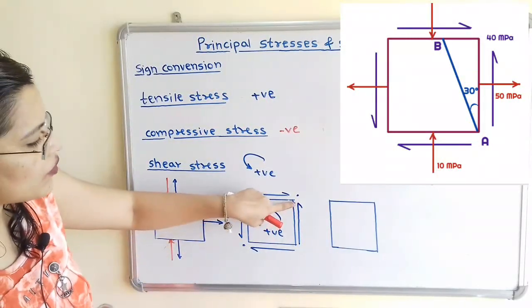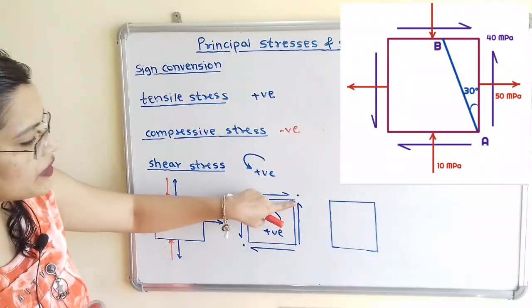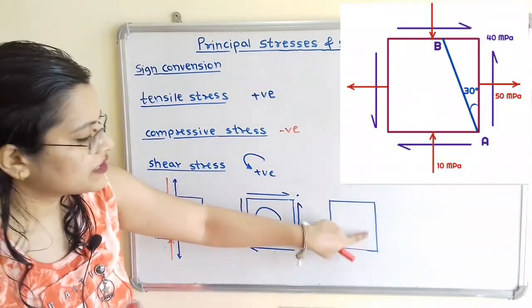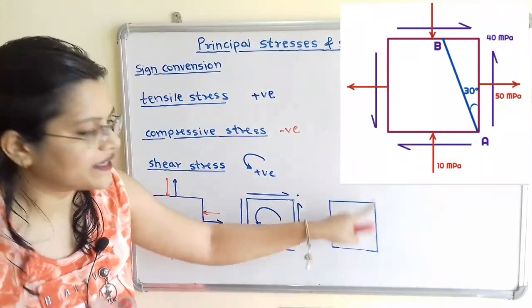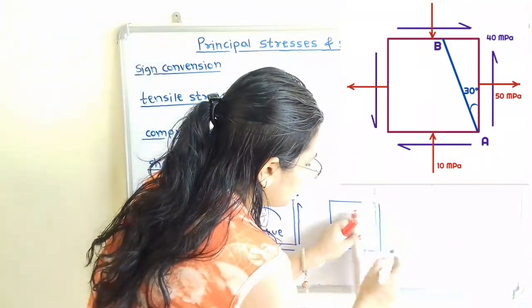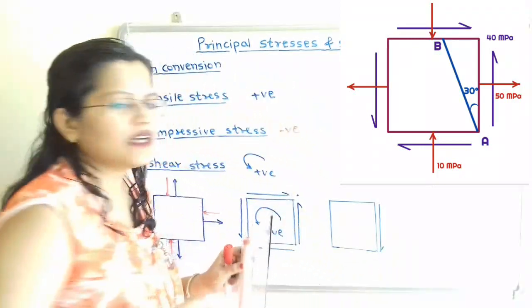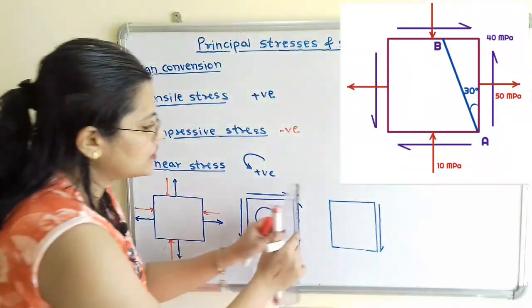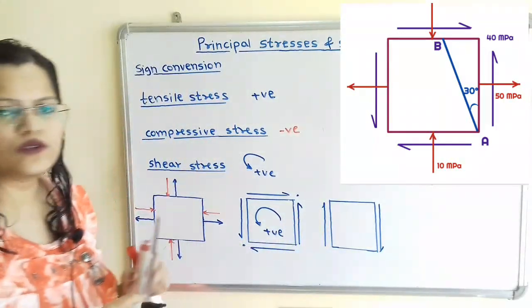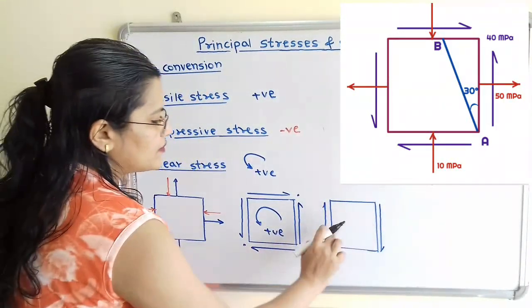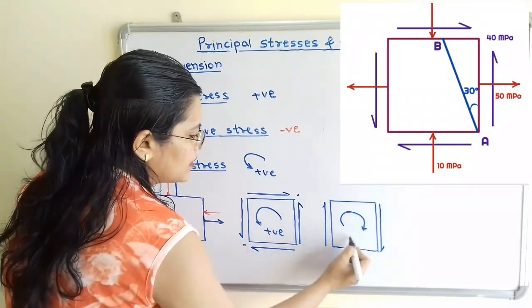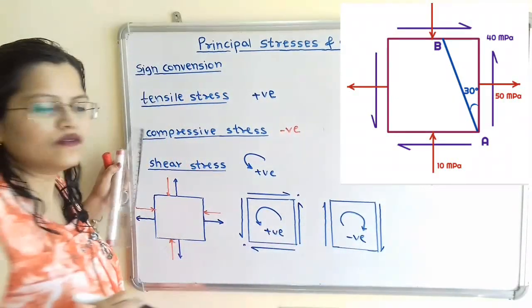So we have to always concentrate on the shear stress at this face. Now the shear stress at this face is in the opposite direction, that is in the downward direction. Now this is the opposite face, so we have to show shear stress in the opposite direction. Now if I move the compass in the direction of these two shear stresses, then it is in clockwise direction, and we will use the negative sign.